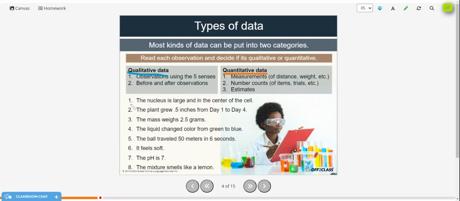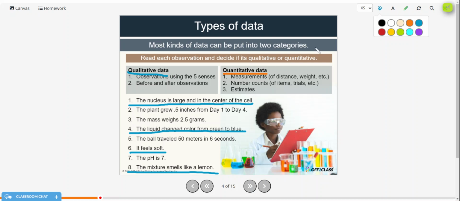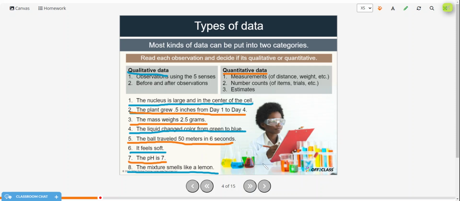So qualitative data, number one, the nucleus is large and in the center of the cell. The liquid changed color from blue to green. It feels soft, and the mixture smells like a lemon. The quantitative data, the plant grew 0.5 inches from day 1 to day 4. The mass weighs 2.5 grams. The ball traveled 50 meters in 6 seconds, and the pH is 7.